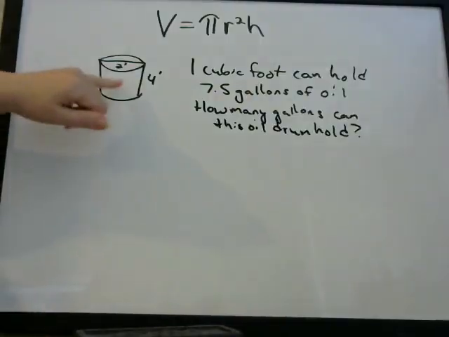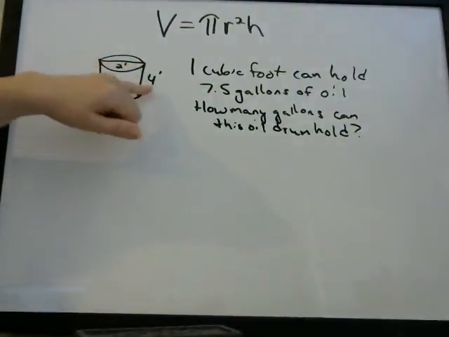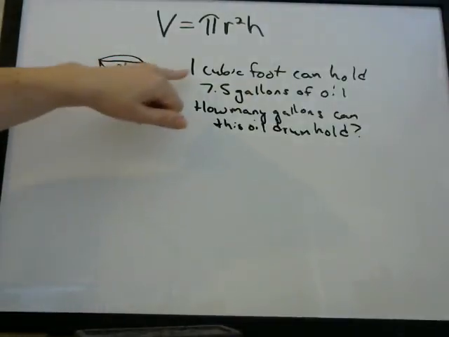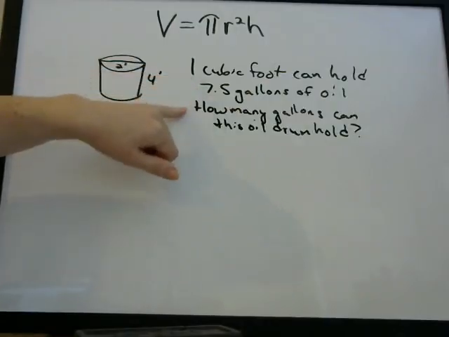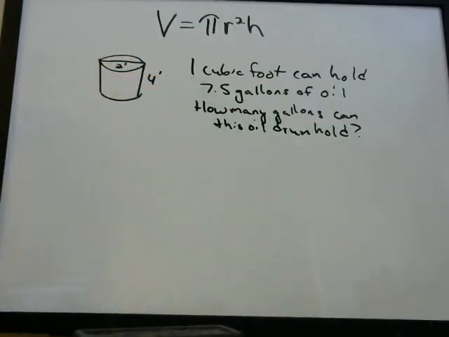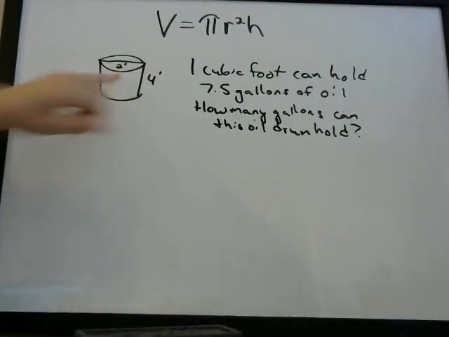So we have this oil drum. They said the diameter is 2 feet, the height is 4 feet. 1 cubic foot can hold 7.5 gallons of oil. So how many gallons can this oil drum hold? So we need to find the volume of the oil drum.